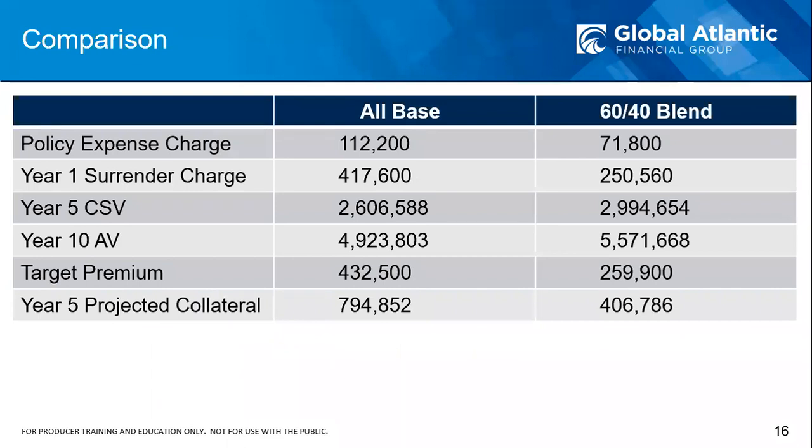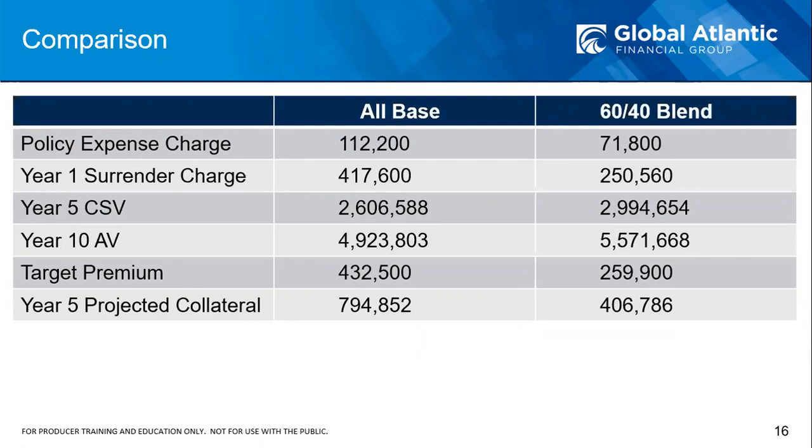This is just kind of a summary. All base, the policy expense charge is $112,000. With the blend, it's $71,800. The surrender charge, $417,000 versus $250,000. Year 5 cash surrender value, $2.6 million versus almost $3 million. Year 10 accumulation value, $4.9 million versus $5.5 million. Target premium, obviously here's the kicker, $432,000 all base.